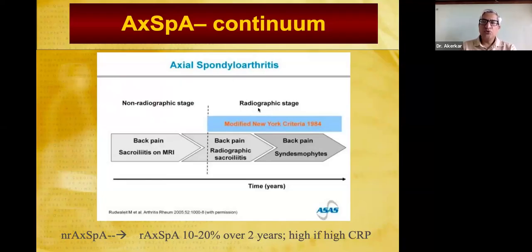Then it moves on to radiographic stage. What is radiographic stage? The X-rays now start showing changes of SpA. We already saw what changes are there.